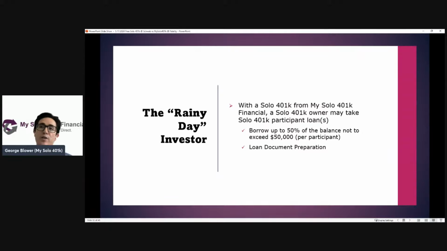The rainy day investor. So this is the individual that wants to preserve the ability to take a 401k loan, right? Our plan allows for that. We prepare the required loan documents. You can borrow up to 50% of the balance, not to exceed $50,000, and that's per participant. So if you have husband and wife that are both working in the business, both reporting their own self-employment income, they both have $100,000 or more in their respective solo 401k sub-accounts, each person could borrow $50,000.